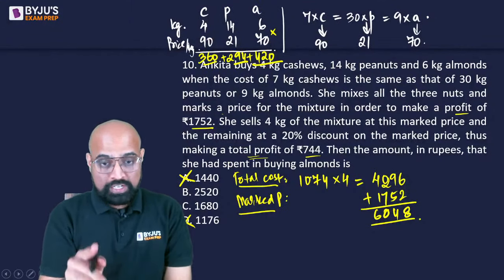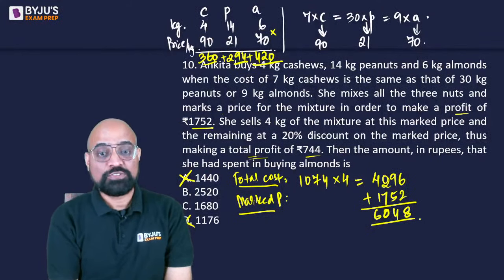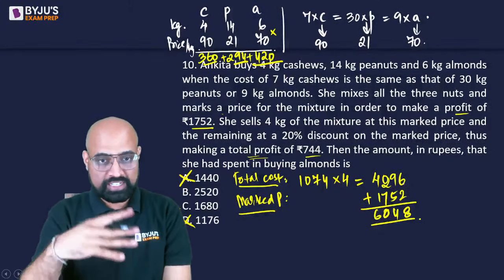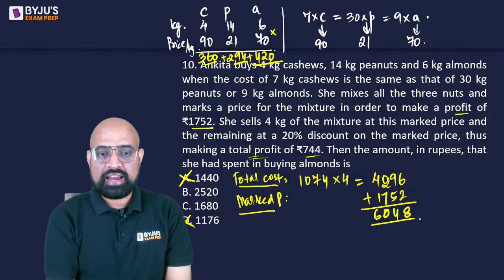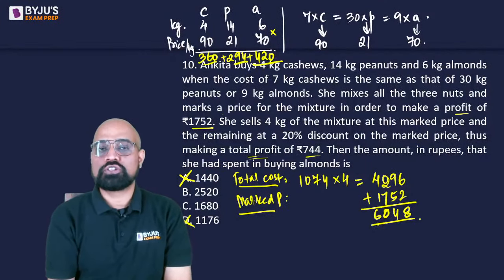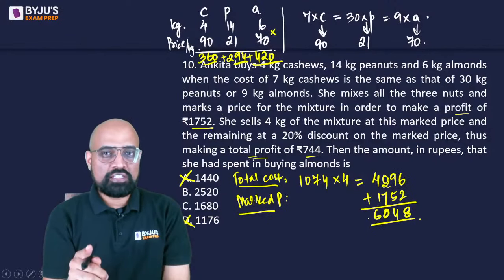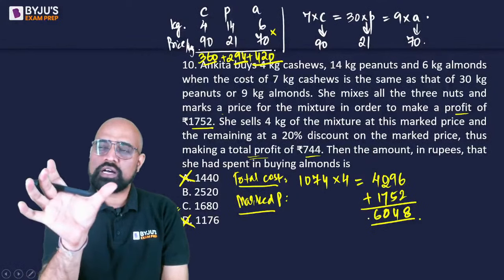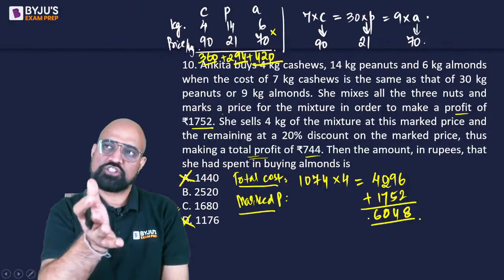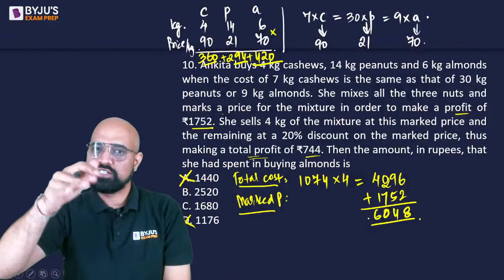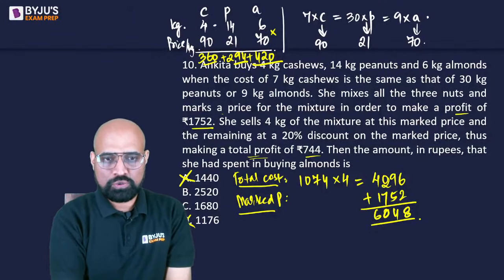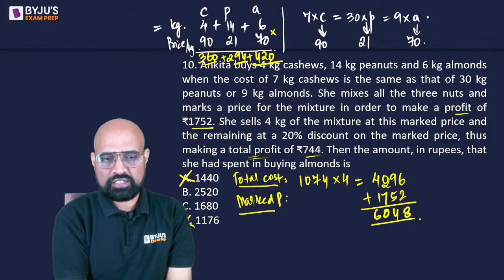Now what happens is she sells 4 kg of the mixture at this mark price. Of course, this is for the entire kg, right? And the remaining at a 20% discount on the mark price. So we won't find per kg values here. Think about it. A certain fraction of the total is sold at the marked price and a certain fraction is sold at a discount. So can I say the total kg we have is 24 kg.